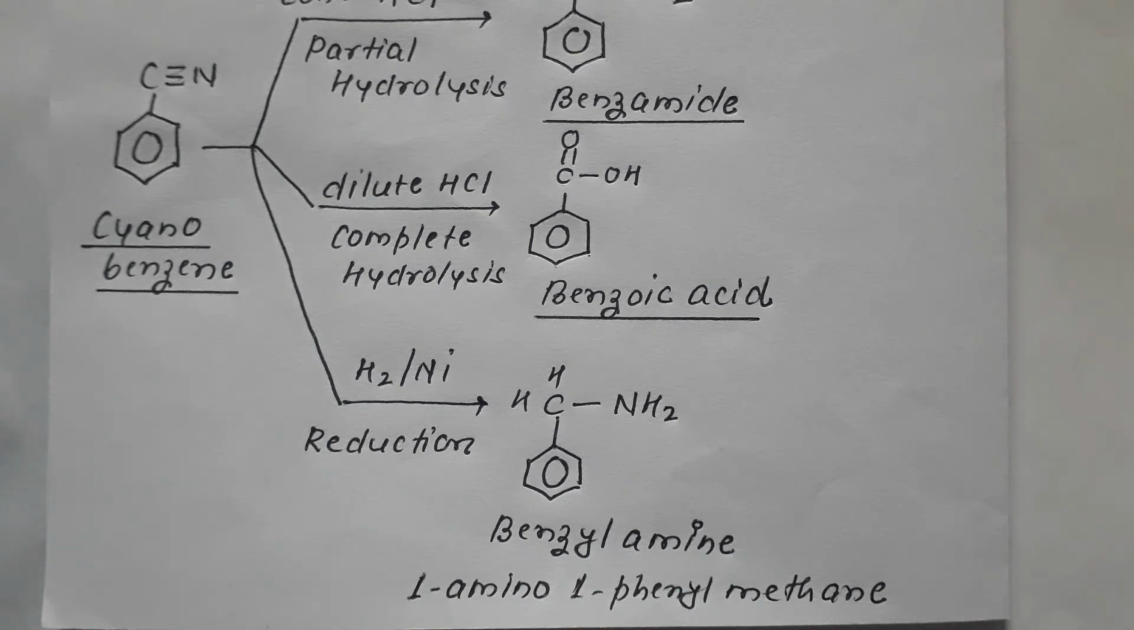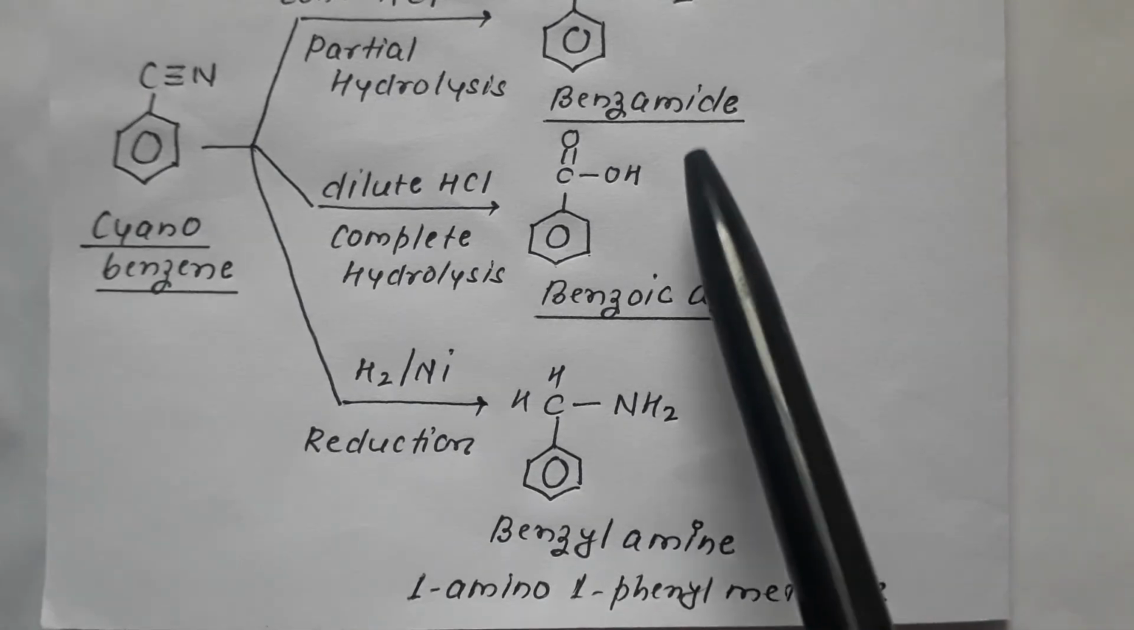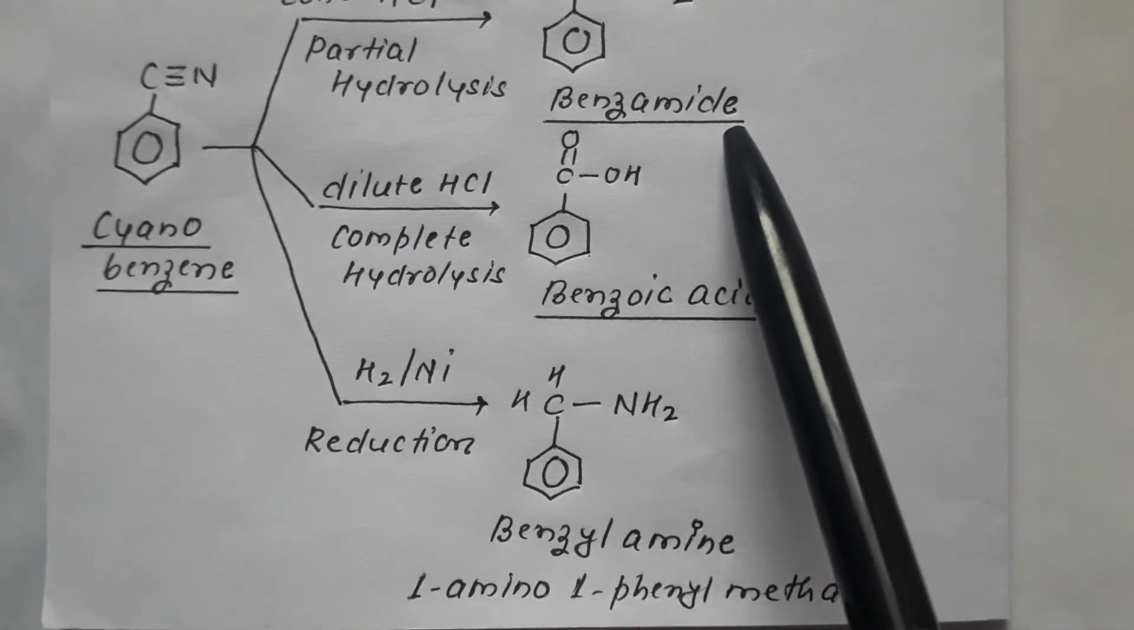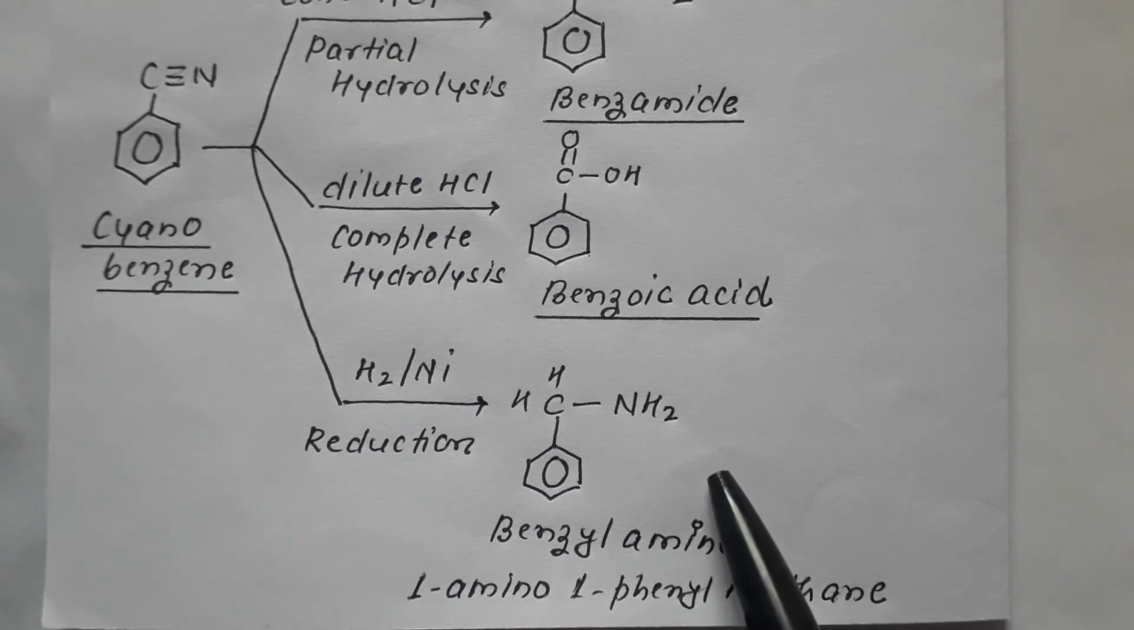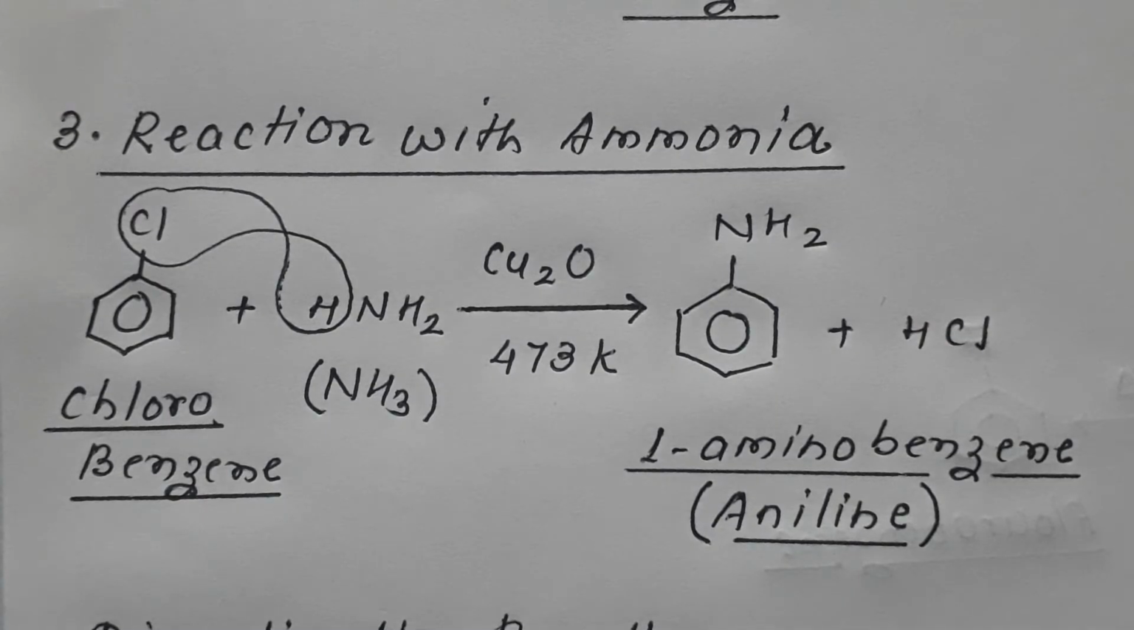So this is the reaction of chlorobenzene with cuprous cyanide to convert it into cyanobenzene, and then cyanobenzene can be converted into benzamide through partial hydrolysis, into benzoic acid through complete hydrolysis, and into benzylamine through reduction. So we can convert chlorobenzene into these three compounds. Very, very important. Just remember them.